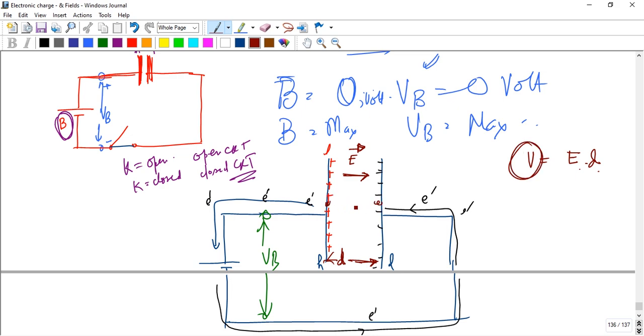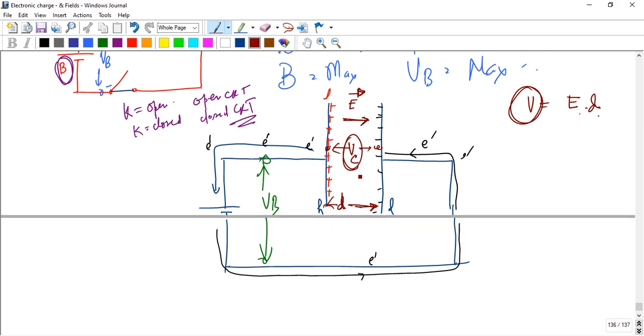That's the potential difference. It's called VC, voltage across the capacitor or potential across the capacitor. When the battery voltage is increased, VC also increases. At one time VC is equal to VB. Like that, if that is a 12 volt battery and I increase the battery voltage, VC also increases.